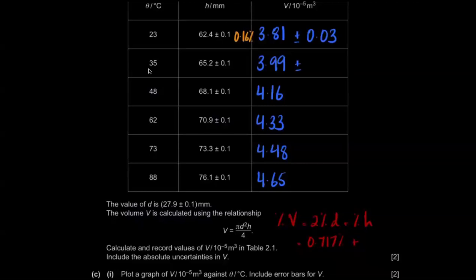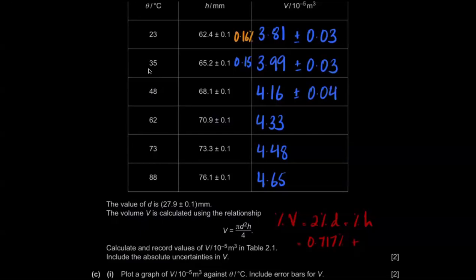3.99, again, 0.1 over 65.2 times 100. This here turns out to be 0.153%. I add to this 0.717. I take this percentage of 3.99. Turns out to be 0.034 as well. 0.03 plus minus. 0.1 over 68.1 times 100 plus 0.717 percentage of 4.16 turns out to be 0.035 now, 0.04 this time around.